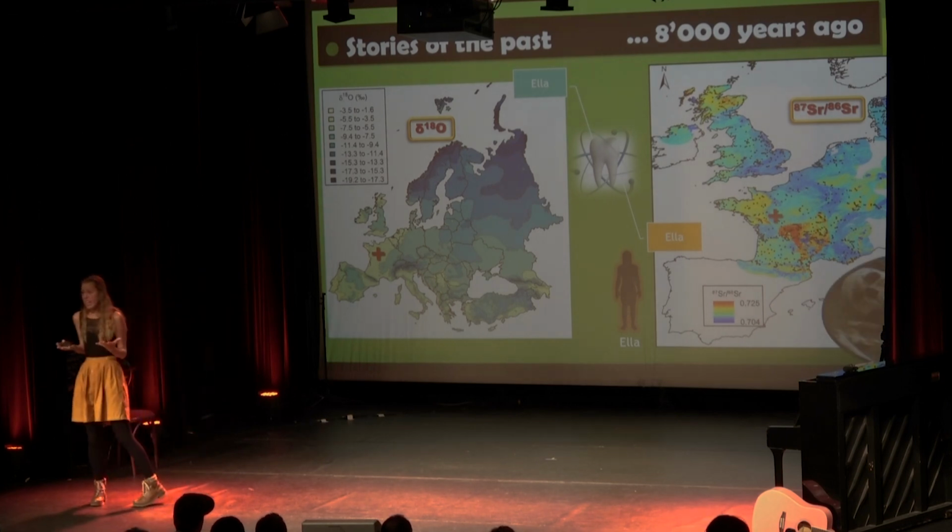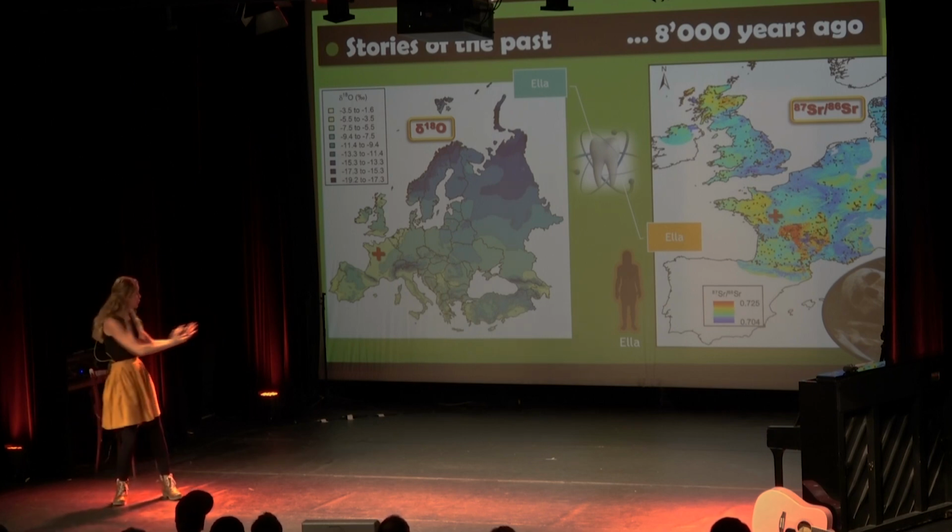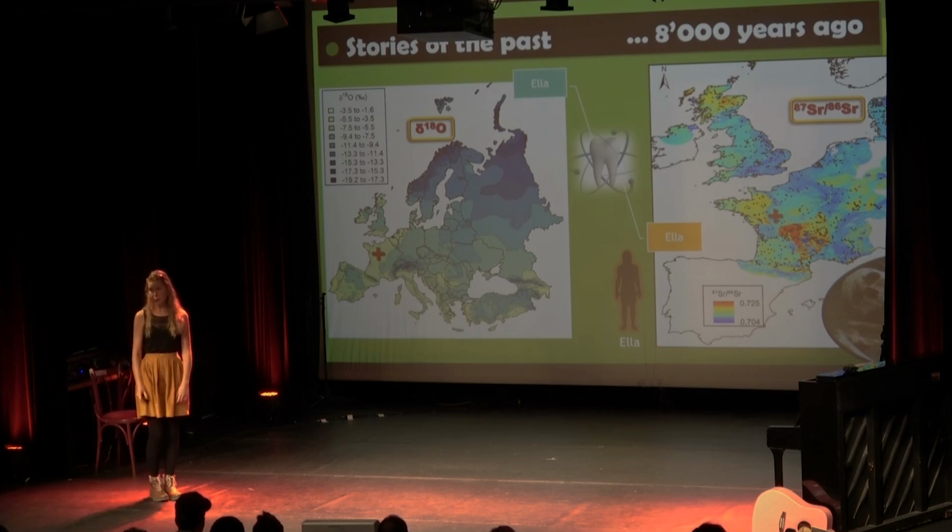Well, maybe Ella was born in another environment where the isotope compositions were completely different from this place now, and so her food was also different. And then she moved to this place where she died later.